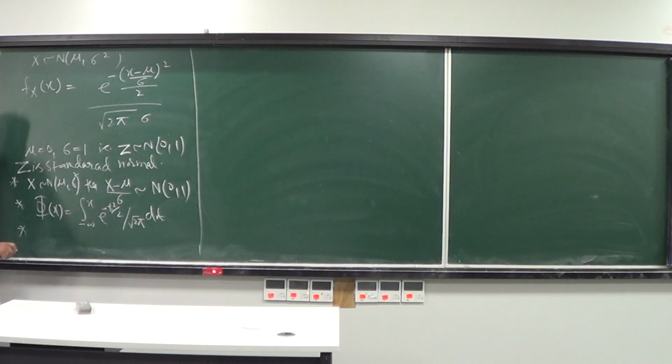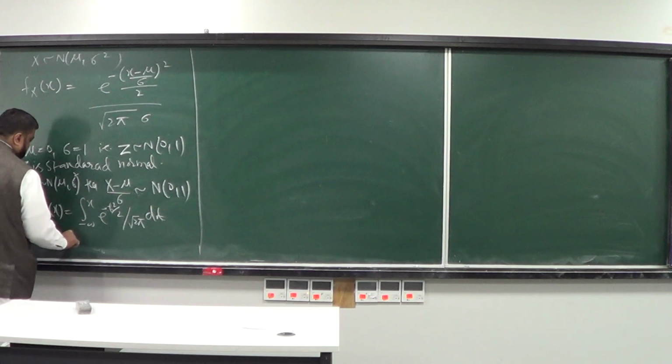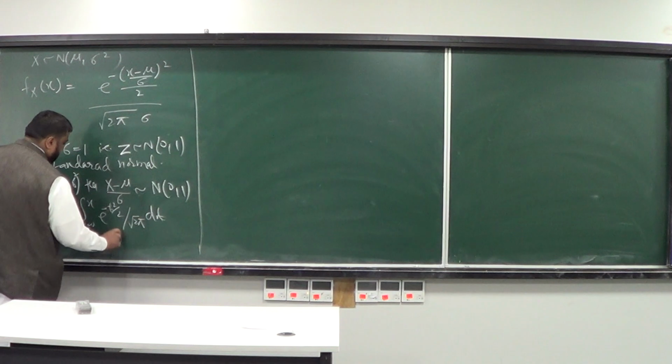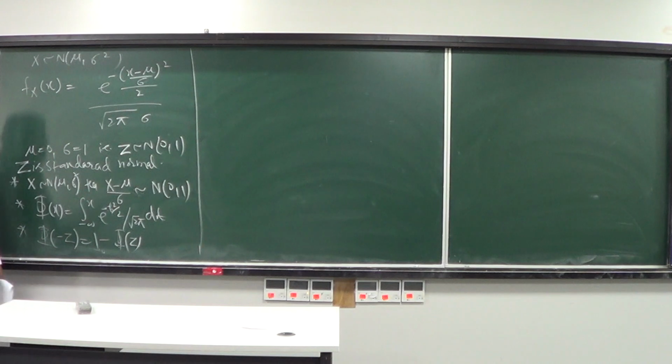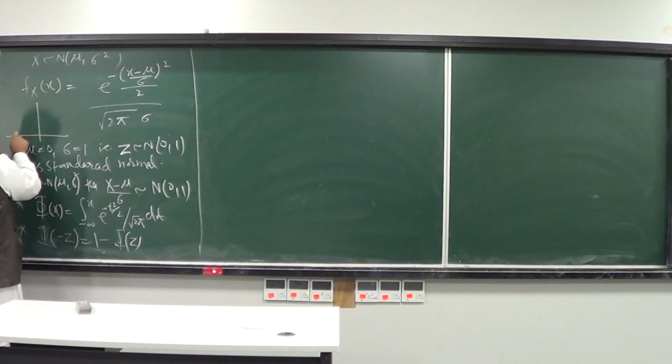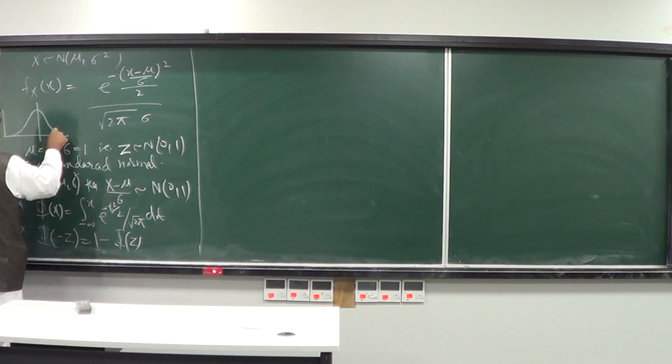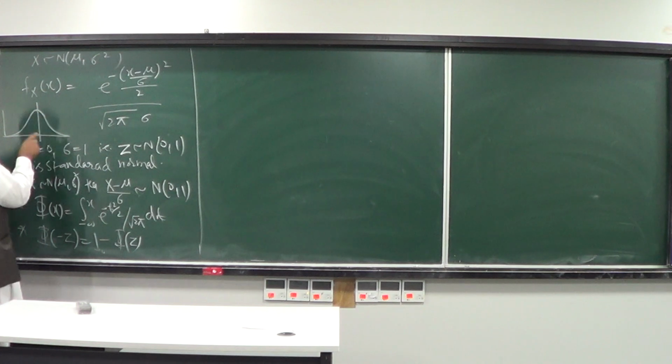Another important property of the standard normal random variable was that if you want to compute, say, phi of minus z, you can compute it by complementing phi of z. And this holds because of the symmetry of the bell curve. If you plot this curve, the plot would be a symmetric bell curve.